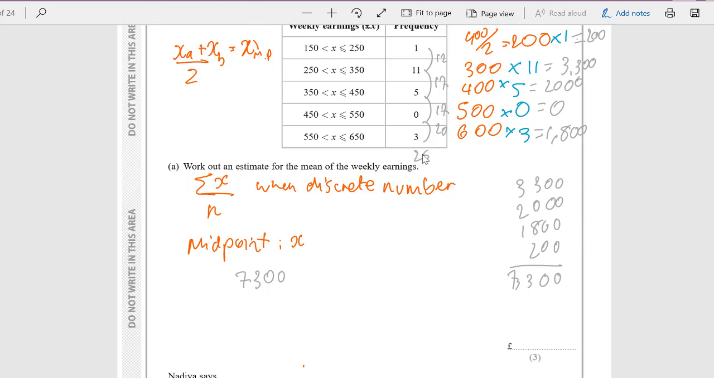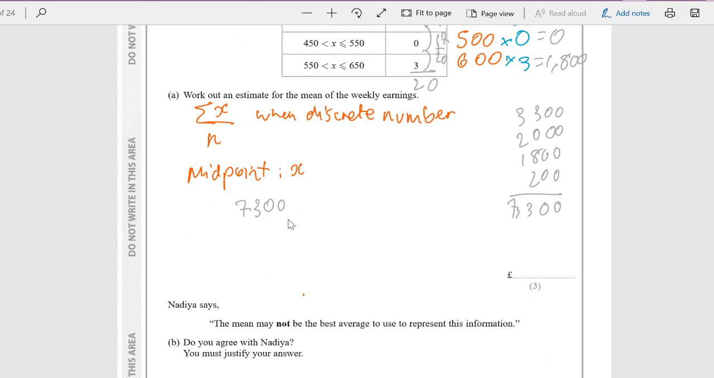Write that out a little bit more neatly. So they all add up cumulatively to 20. So we come back here, divide by 20, cancel the 0. We get 730 divided by 2, which gives us 365 days. So the answer would be £365. Why did I say days? £365.